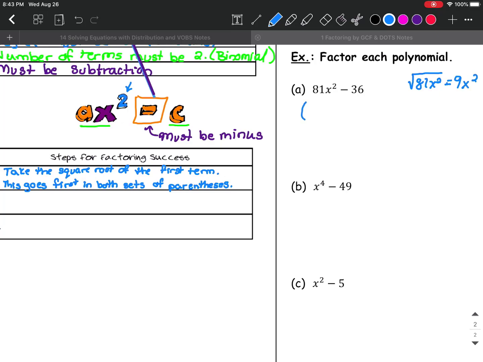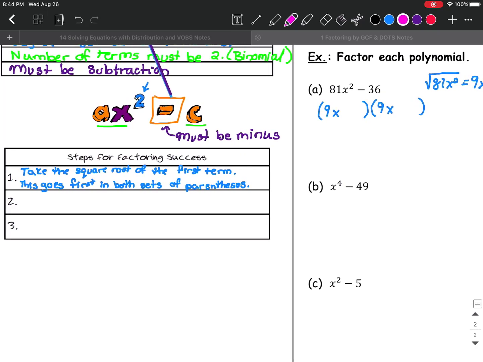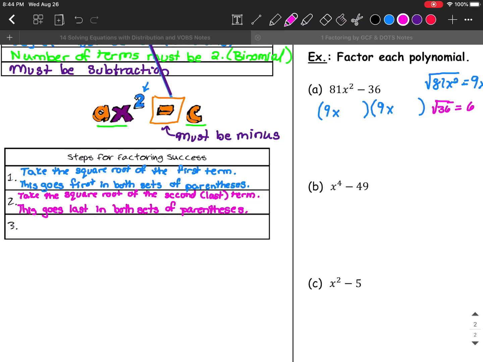So we would write one parentheses with a 9. I said x, but I wrote x squared for some silly reason. Okay, so it's 9x, and I'm going to leave some space to close my parentheses. I'm going to write 9x again. I'm going to leave some space, and I'm going to close my parentheses. Okay, now step 2. Step 2, we take the square root of the second, or the last if you prefer, term. This goes last in both sets of parentheses. So here we would take the square root of 36, and the square root of 36 is 6, right? So we would put a 6 here and a 6 here.